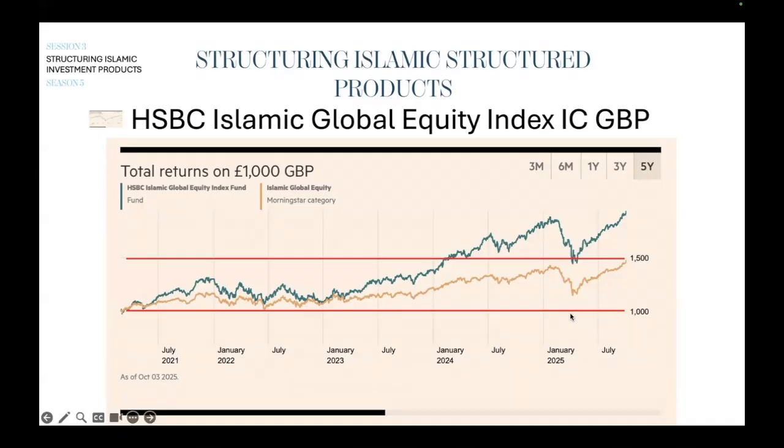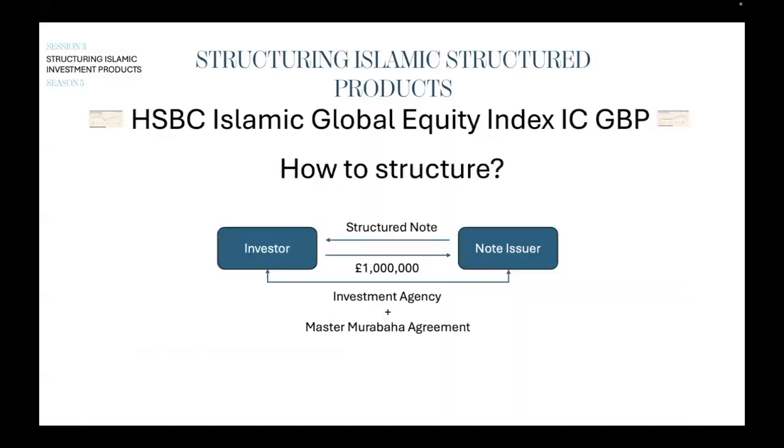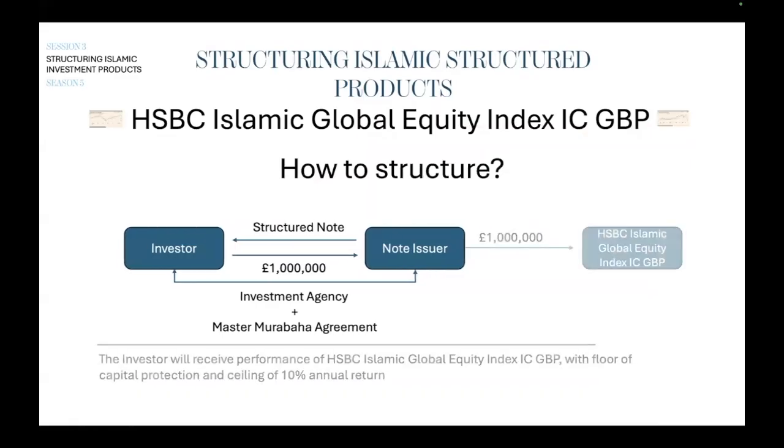However, because we are offering you this capital protection, when the return is above 1,500, then this performance would be kept by us as compensation for offering you this capital protection. This would be in the term sheet of that note. So a structured note is issued which has a face value of 1,000. This is based on investment agency, and there is a master murabaha agreement.